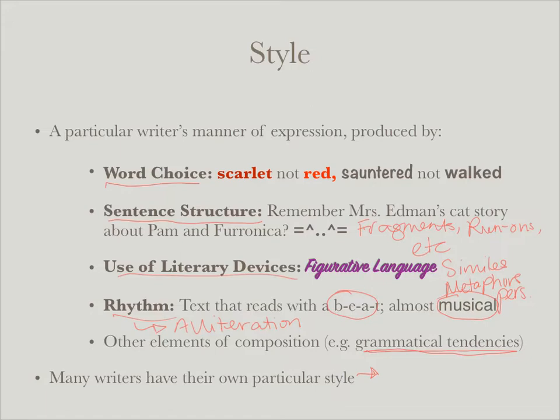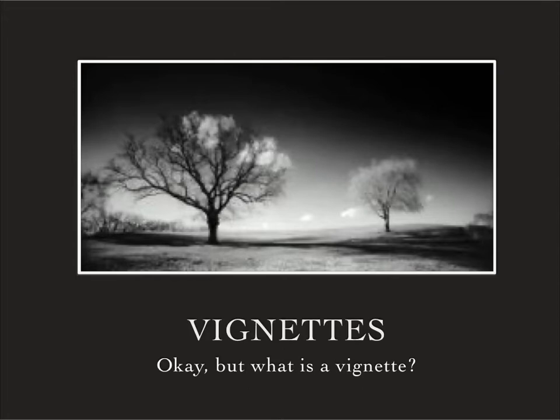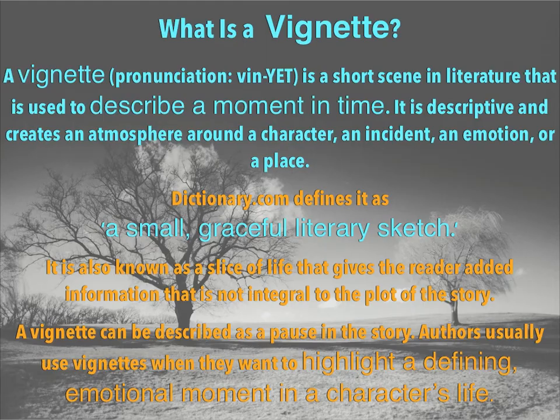All right, next up. So, vignettes. And I gave you kind of a mini intro into vignettes in our last presentation. But let's go into a little bit more depth about what a vignette is. So, what is a vignette? A vignette, pronunciation, vin-yet, is a short scene in literature that's used to describe a moment in time.